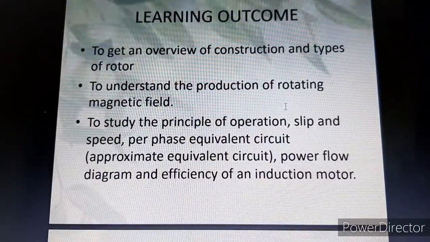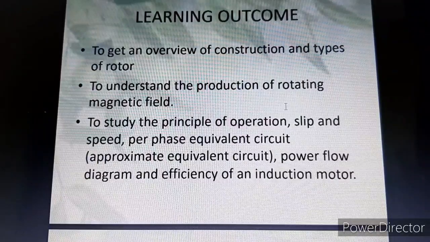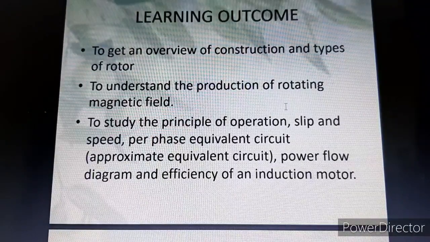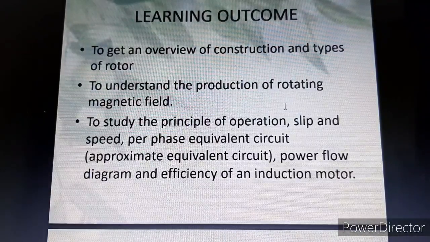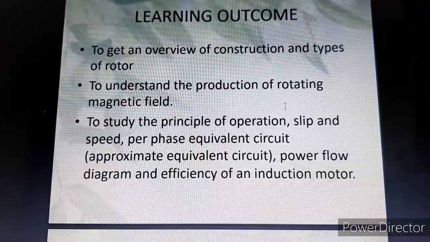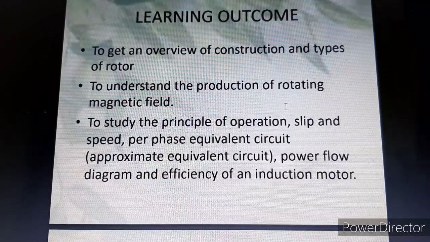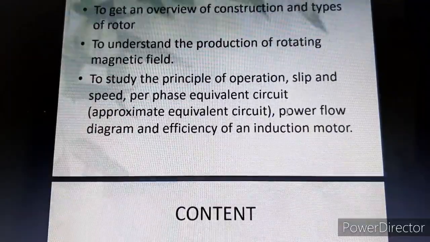The learning outcome. At the end of this chapter, you should be able to get an overview of construction and types of rotor induction machine. Number 2, to understand the production of rotating magnetic field. And number 3, you should be able to explain the principle of operation, slip speed, per phase equivalent circuit, that is the approximate equivalent circuit, power flow diagram, and efficiency of an induction motor.